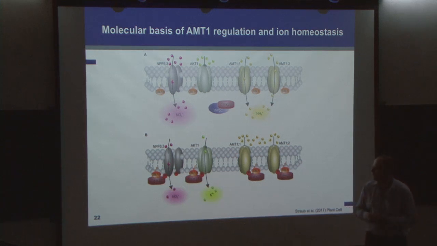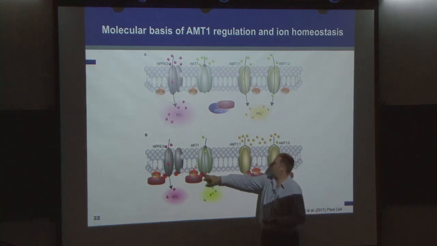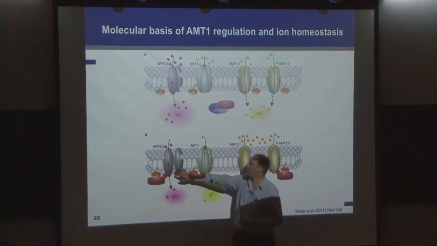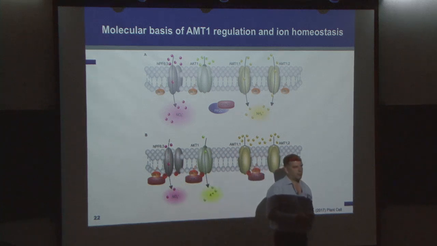Okay, so that's some kind of molecular mechanism that occurs on the post-translational level, on the protein level. So we have phosphorylation that switches off the transporter. Similar phosphorylation by the same kinase opens the potassium channel or changes the affinity of the nitrate transporters.